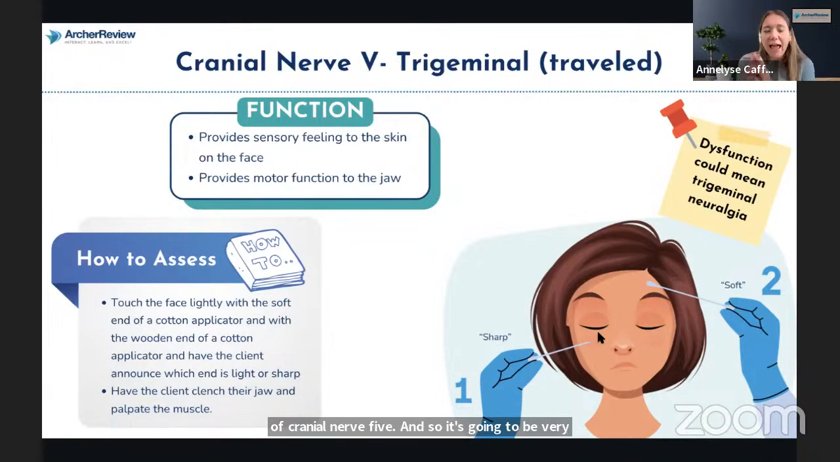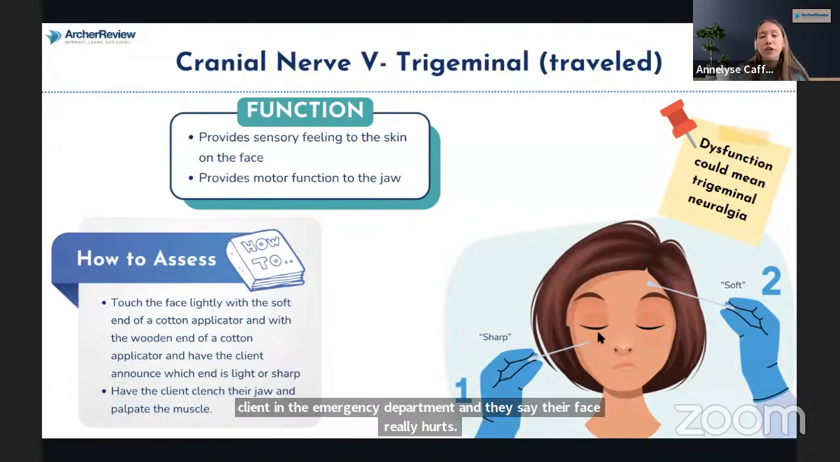I just wanted to put that as a little caveat. So if you're getting a test question or you're seeing a client in the emergency department and they say their face really hurts, this is going to be the cranial nerve that you want to assess.